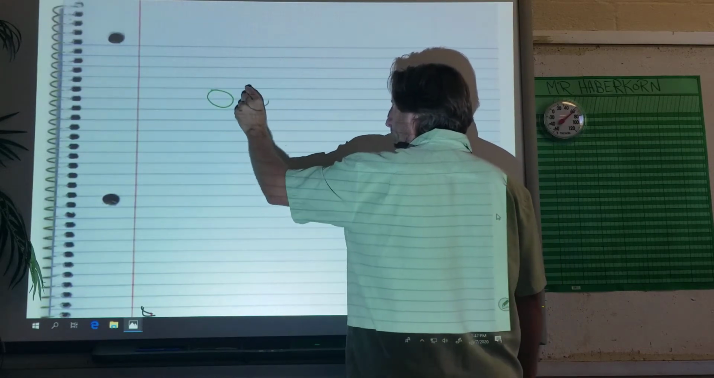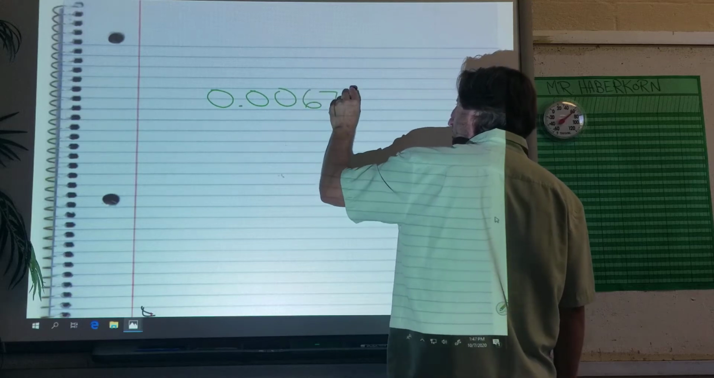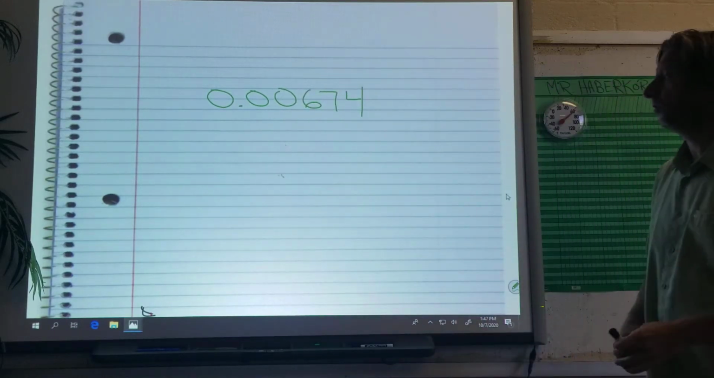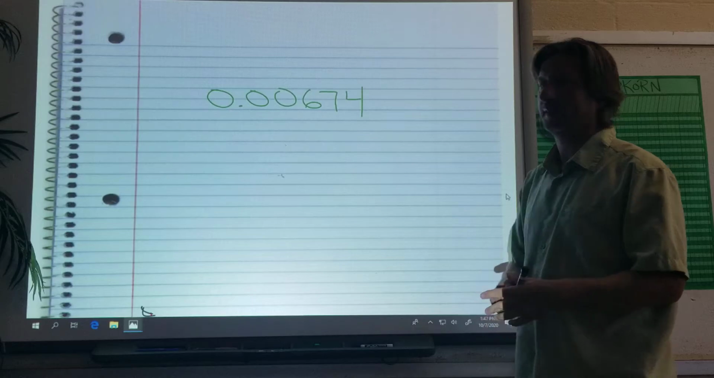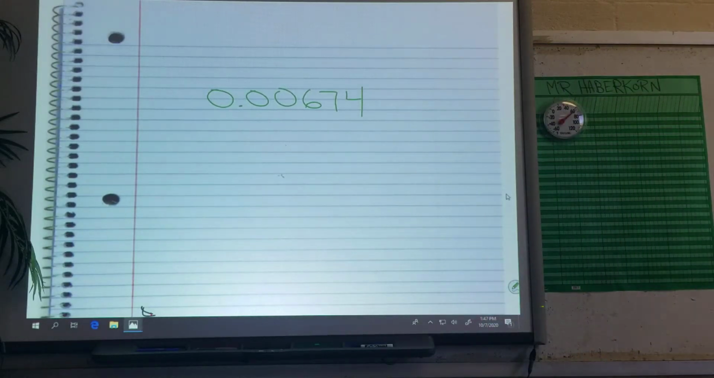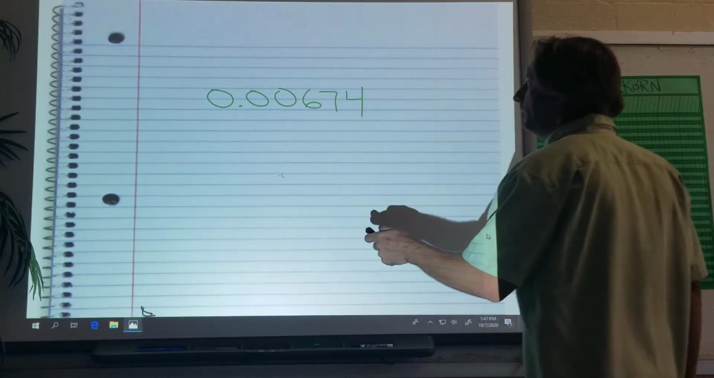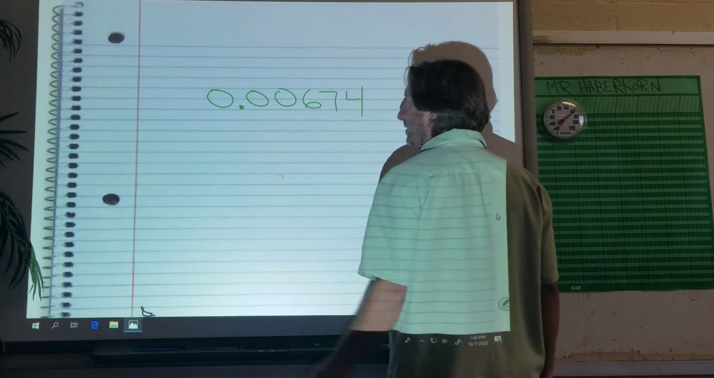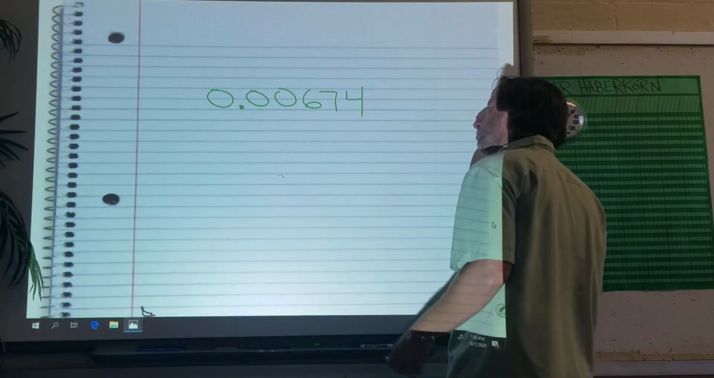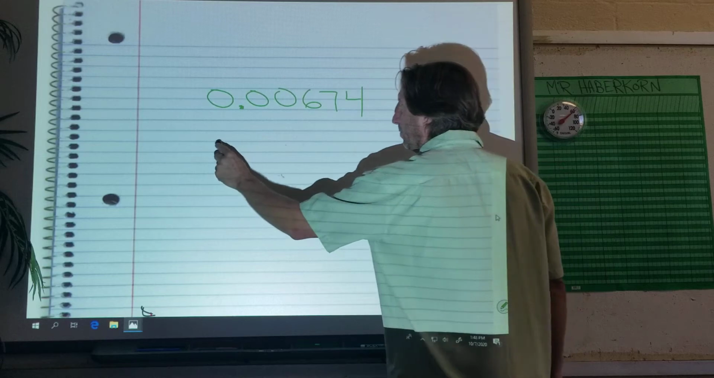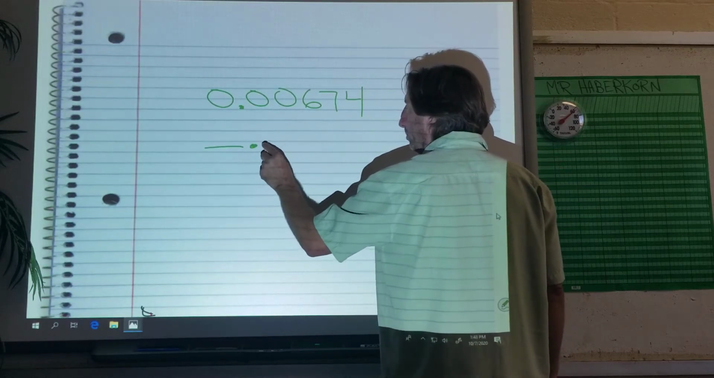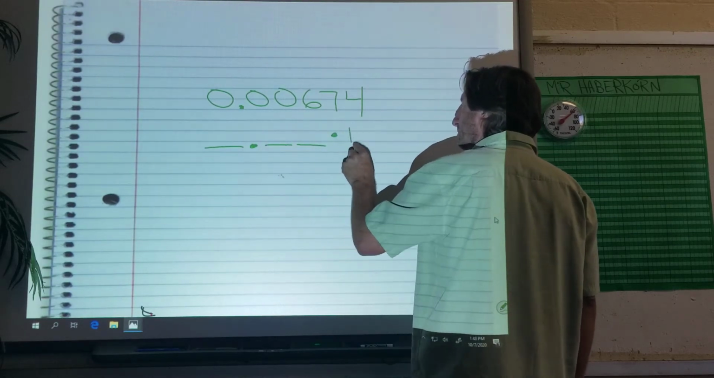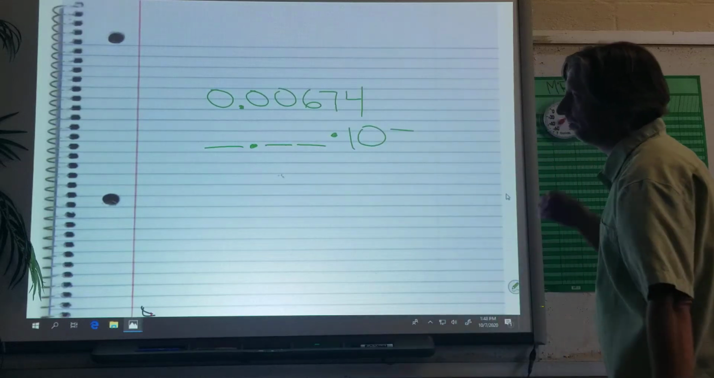0.00674. So this is 674 hundred thousandths. That's how you say that word. So very small number, very tiny. So we want to put this in scientific notation. Same thing. Make your blank dot blank blank times 10 to the something, right?